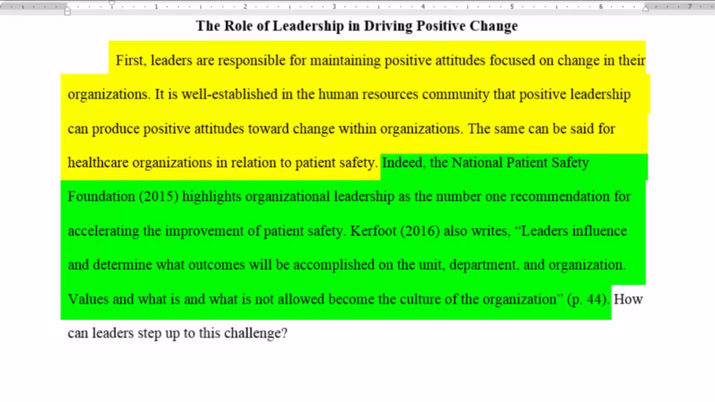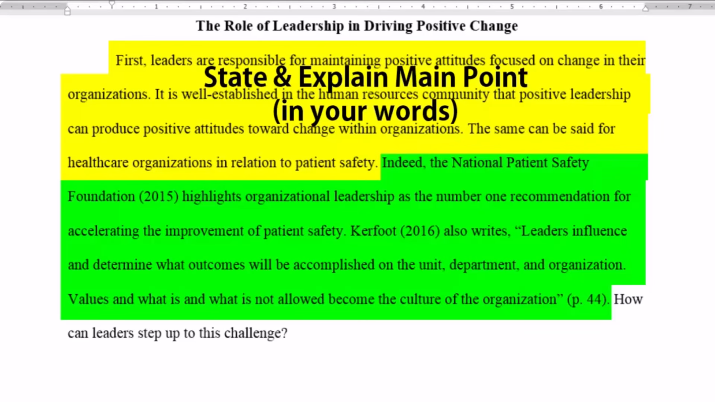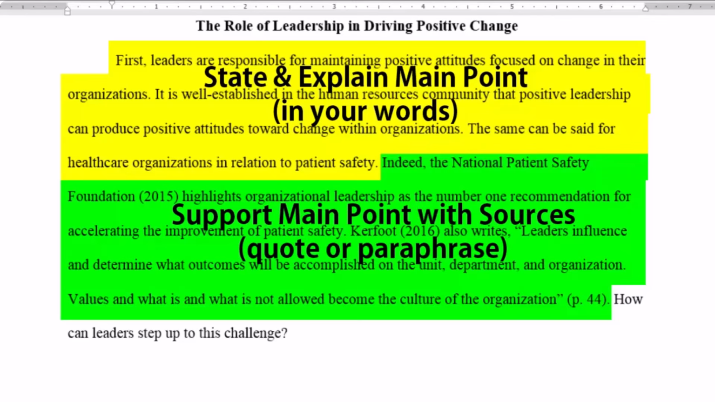Let's look at its parts. Marcellus states his main point. He explains his main point. Then he backs up his main point with sources. This is the pattern you should follow in your body paragraphs of a research-supported essay.